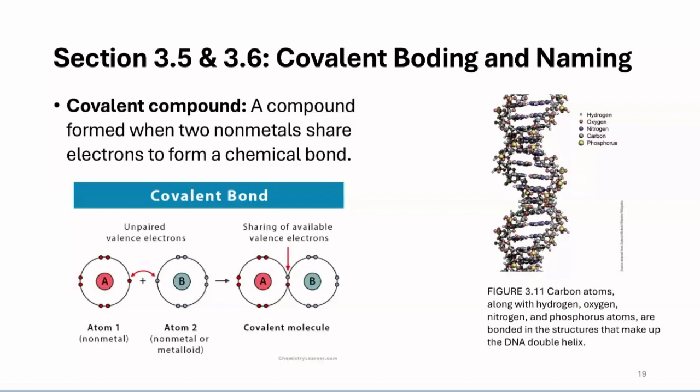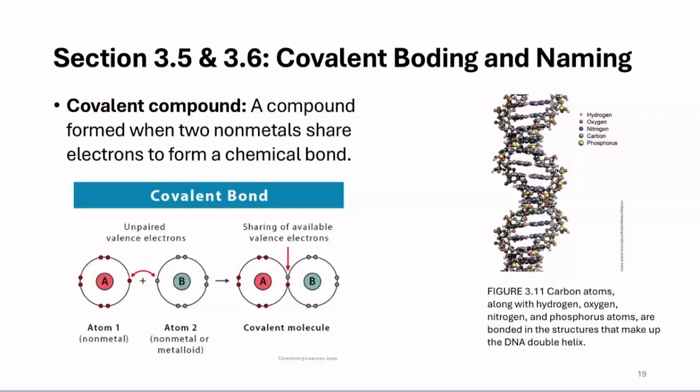We can see in the image at the bottom that it is illustrating how, when it comes to these combinations of nonmetal and nonmetal or metalloid and nonmetal, sharing of electrons is what makes a covalent bond. And sometimes, remember, we can illustrate it with a line.